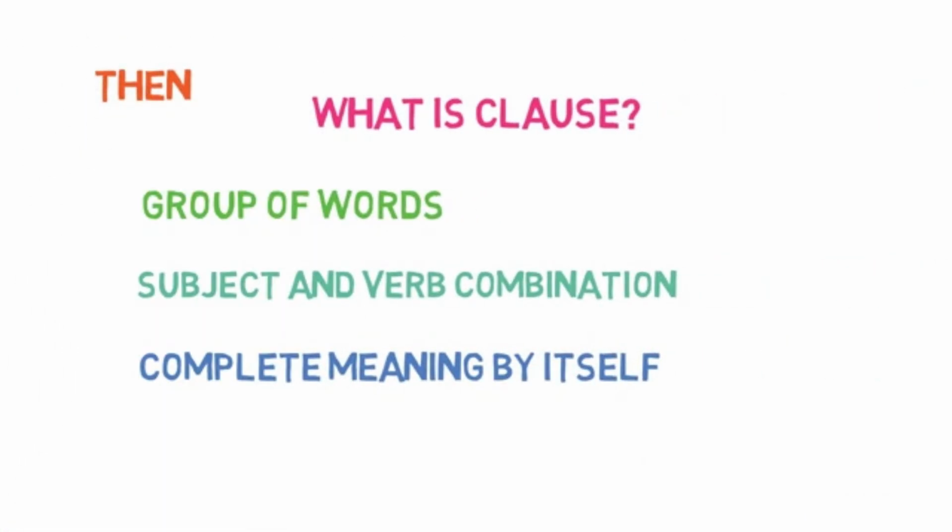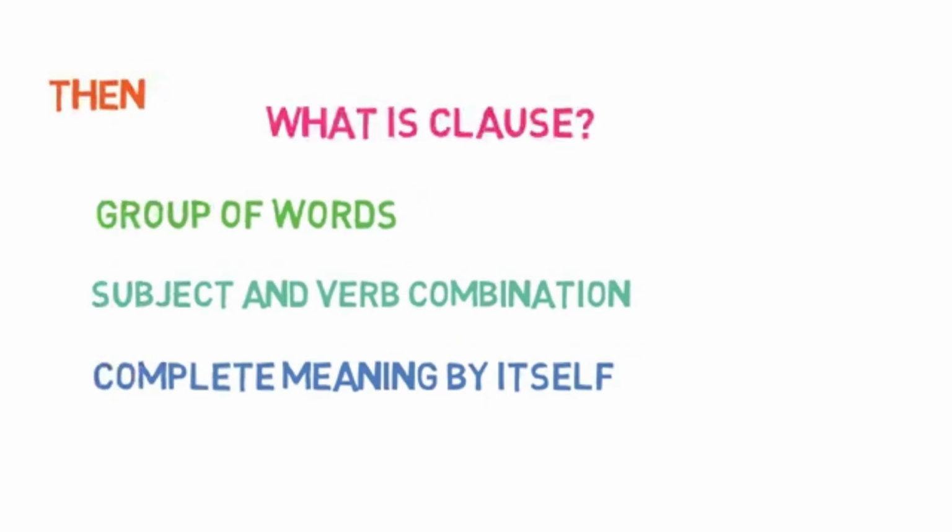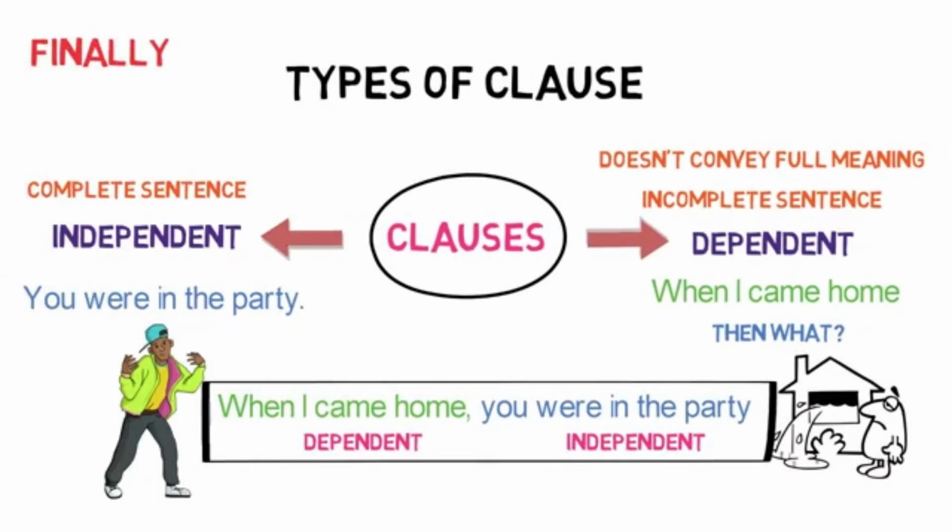Then what is a clause? It's a group of words but with a subject and a verb combination, and it can be used alone. Finally, there are mainly two types of clauses: independent clause and dependent clause. Independent clauses are those which are complete sentences, and dependent clauses are those which are not complete sentences.